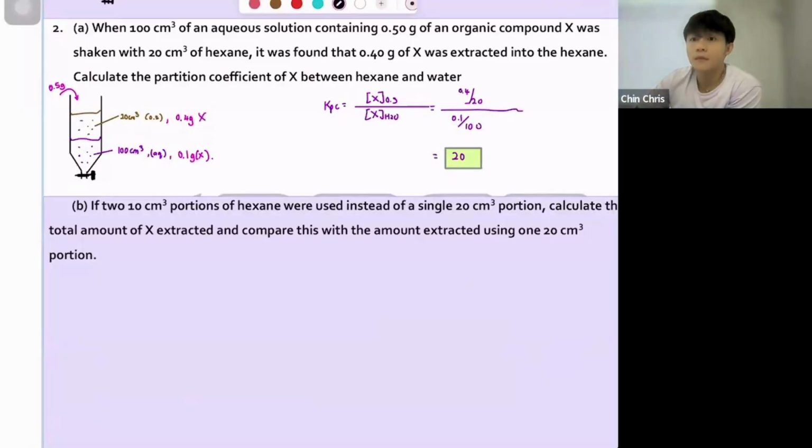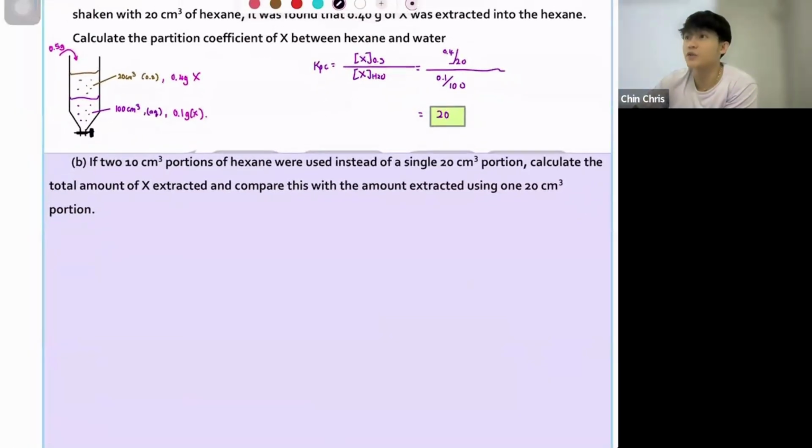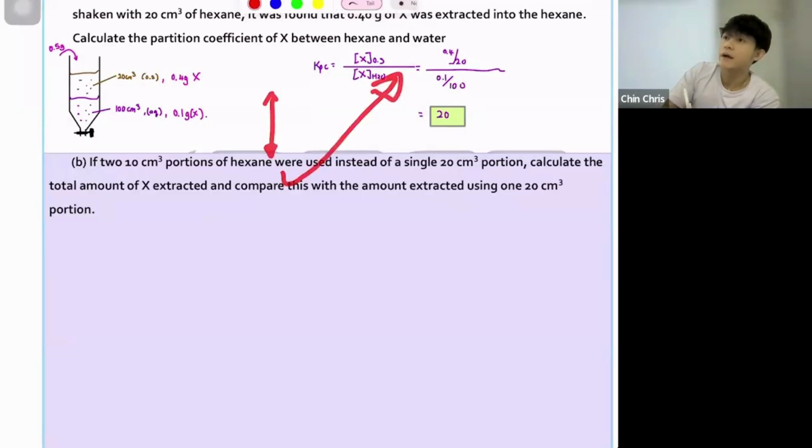Oh, good. So far, single extraction should be okay. Now, double extraction. All right, guys, part B, I will guide you guys because it's double extraction. It's a little bit harder. Okay, guys, for your info, this is a continuous question. It's the same as above.